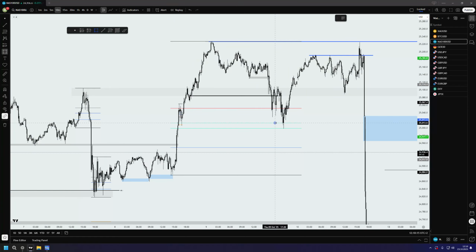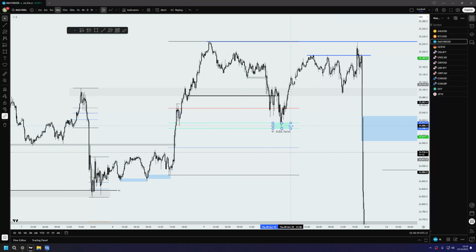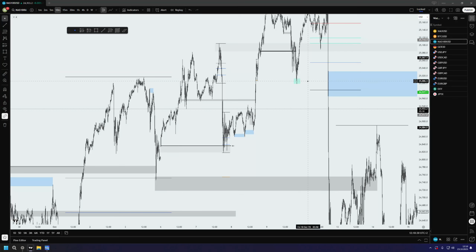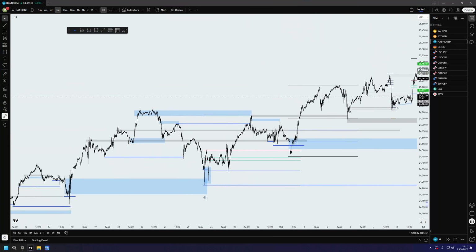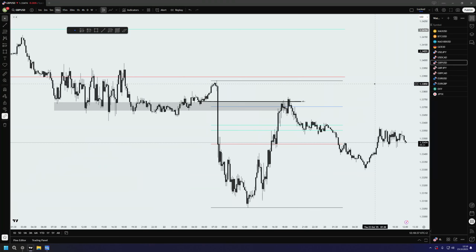Okay, again, the OT works flawlessly. Tap into the 50% of the range. Oops. Let's see. Let's go to GU.